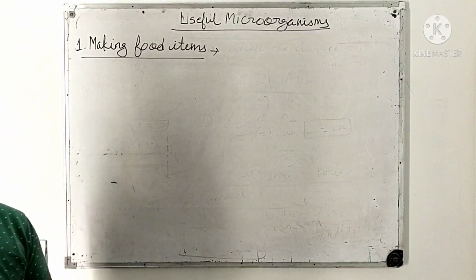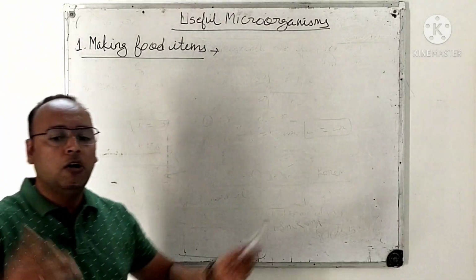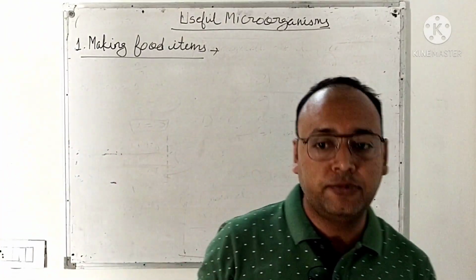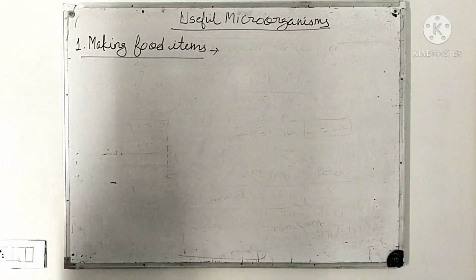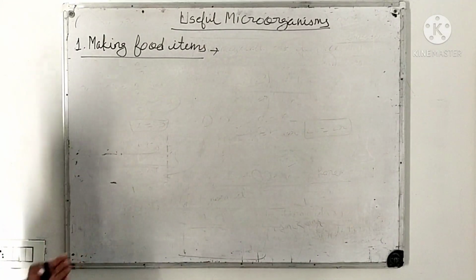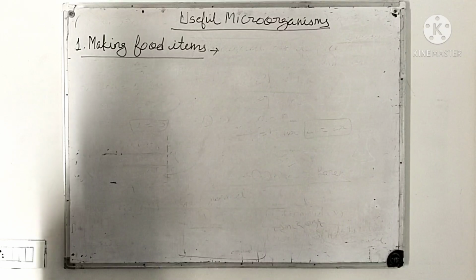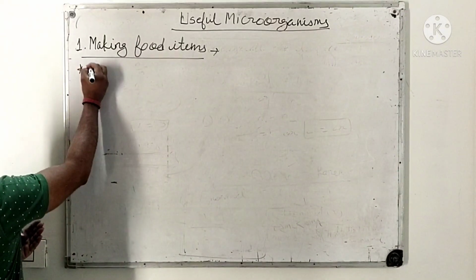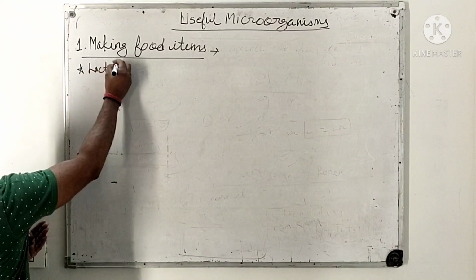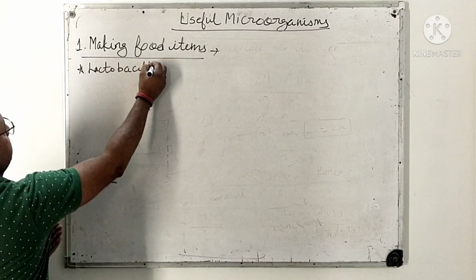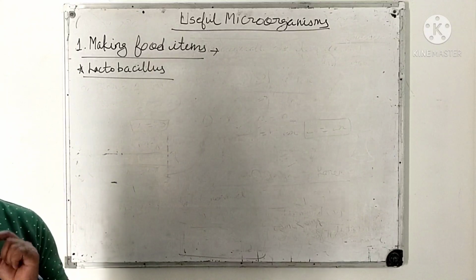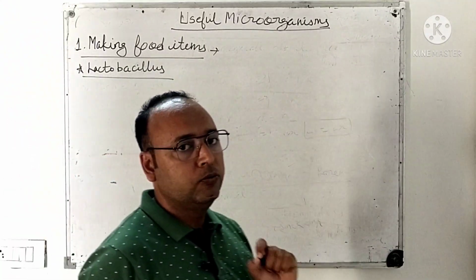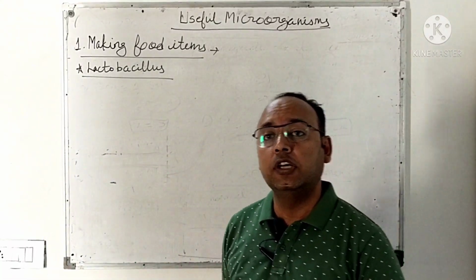Now we are going to discuss one by one what kind of food items they are helpful in. They are helpful in food items like curd, cheese, bread, which we are already aware of. The first thing is the name we have heard, lactobacillus. Lactobacillus is the bacteria which helps in the formation of curd.